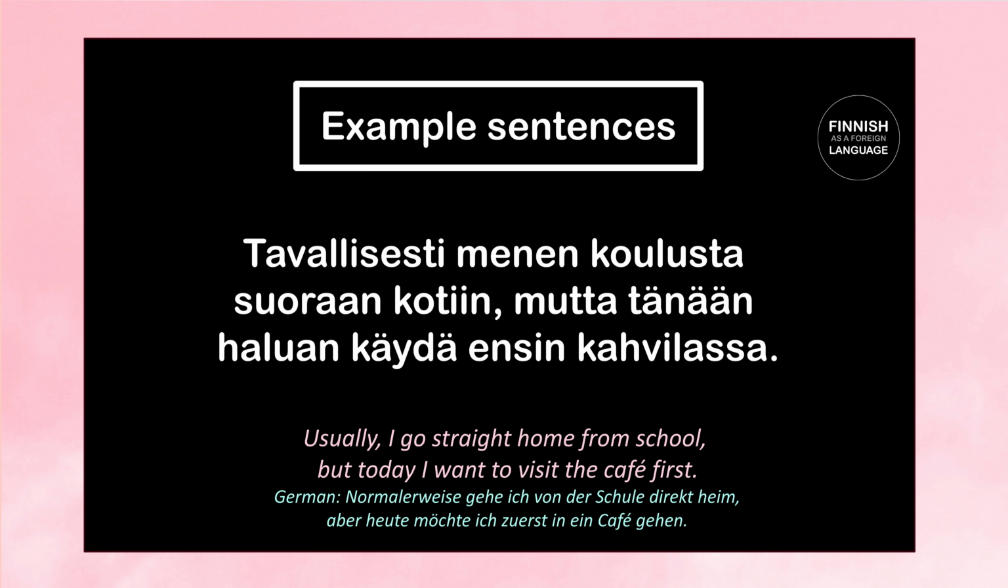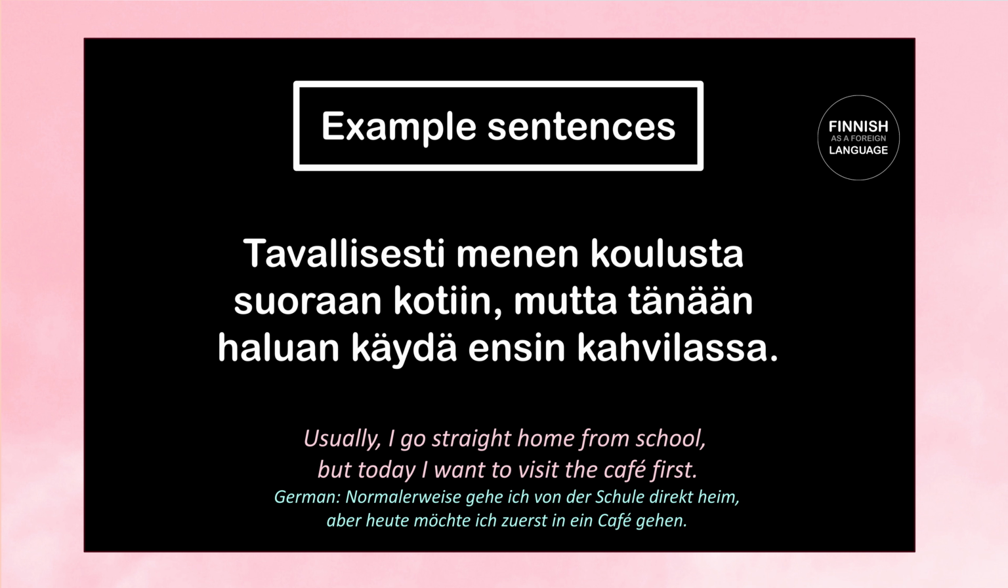So let's go step by step. Tavallisesti means usually, it's an adverb. Menen means I go, it's the first person singular present tense of the verb mennä, which means to go. Koulusta here means from school, it's the elative case of koulu, which means school. Then we have suoraan, which means straight. It's an adverb describing the manner of going. Then we have kotiin. It's the illative case of koti, which means home. Here we need the illative case because of the verb mennä, which means to go.